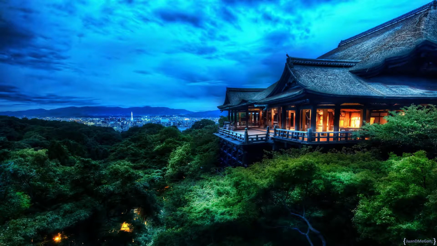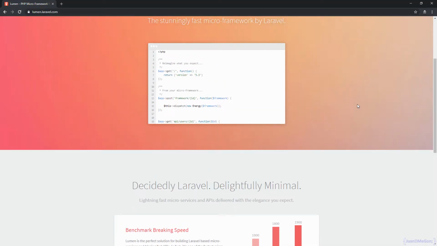Before we start implementing and creating some components, we need to understand the technologies that we are going to use and, of course, the architecture that we are going to implement along the course. So, what is Lumen exactly? Well, basically Lumen is a micro framework based on Laravel.